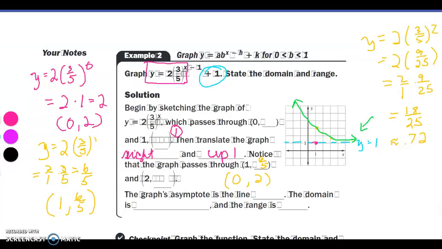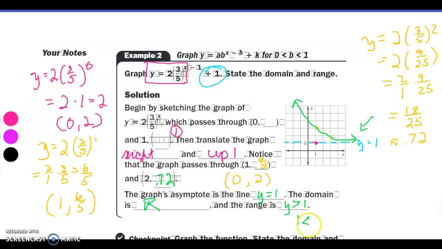So it goes through (0, 2), and we just used 0.72. The asymptote is at y equals 1. The domain, left and right forever, so all real numbers. The range, again, it's above our asymptote, so y is greater than 1. Or 1 is less than y, not equal to, my error, sorry.